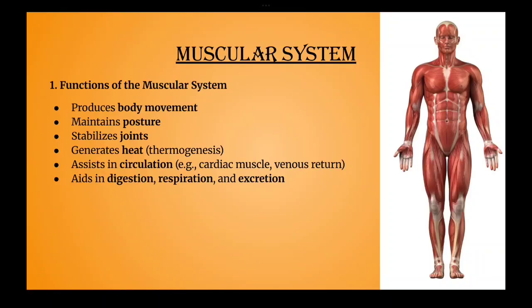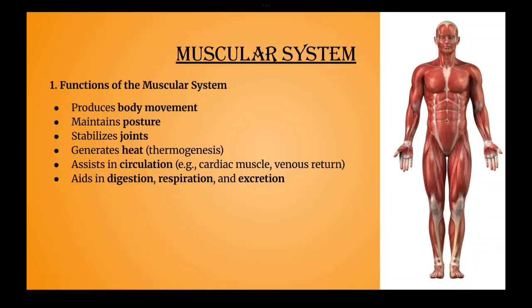As I told, the functions of the muscular system is the first subtopic. There are 6 points that I have put here. It produces body movement. Bones give shape to the body, but the muscles play the role of body movement and maintenance of the posture of the body, and they stabilize the joints as well. It generates heat. It creates thermogenesis by shivering of the muscles.